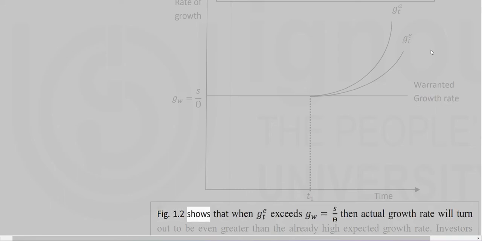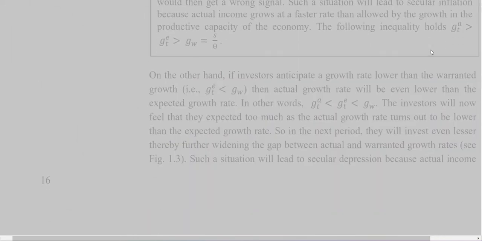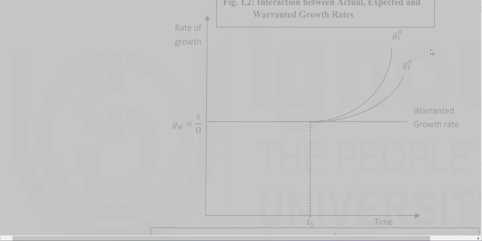Figure 1.2 shows that when the expected growth rate exceeds the warranted growth rate, then the actual growth rate will turn out to be even greater than the already high expected growth rate. Investors would then get a wrong signal. Such a situation will lead to secular inflation because actual income grows at a faster rate than allowed by the growth in the productive capacity of the economy. The following inequality holds. Figure 1.2, interaction between actual, expected, and warranted growth rates.